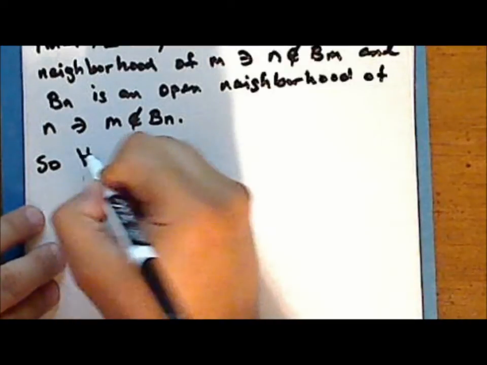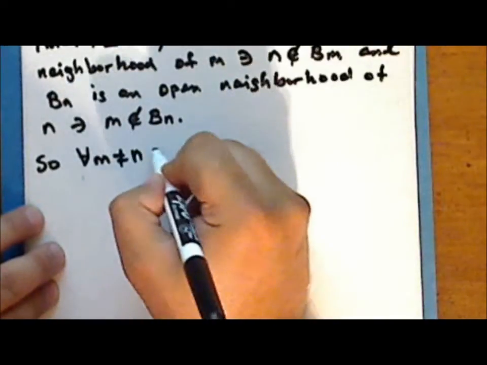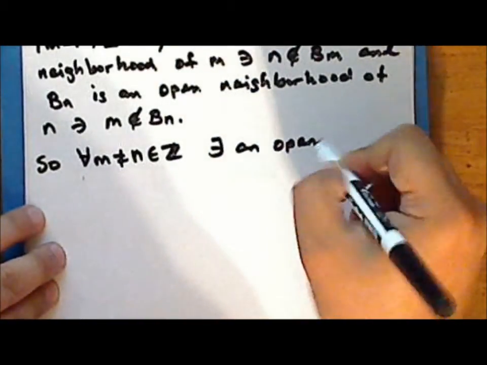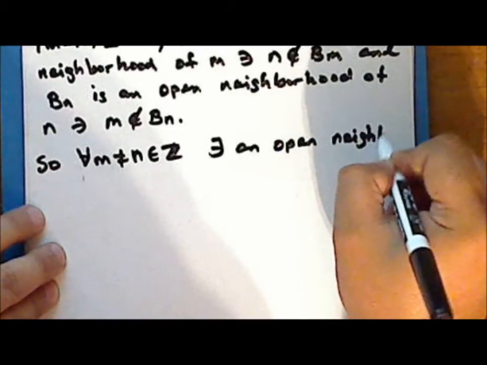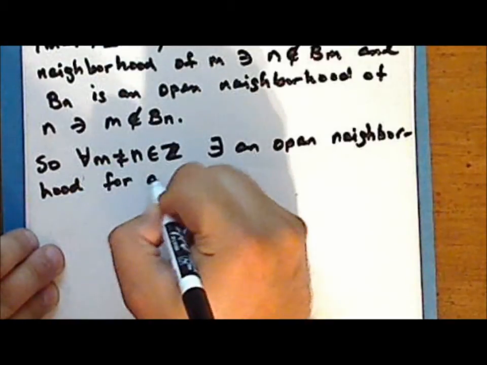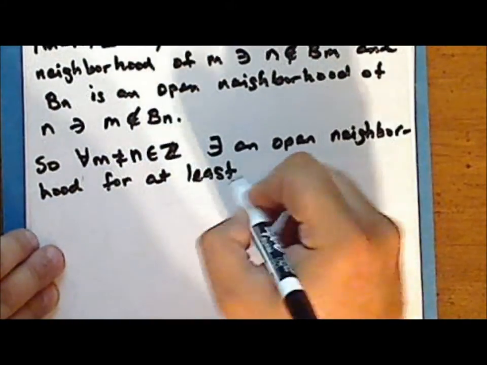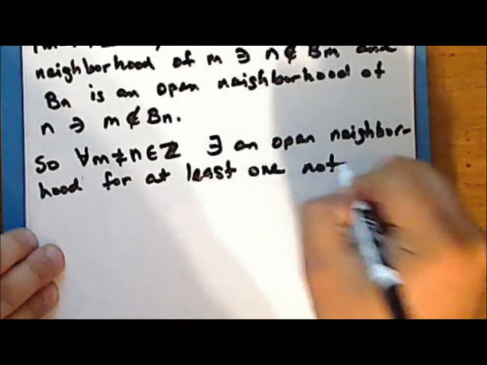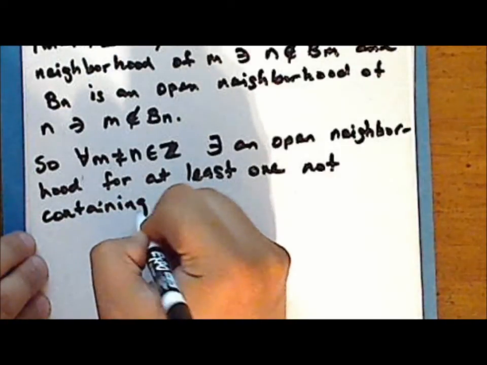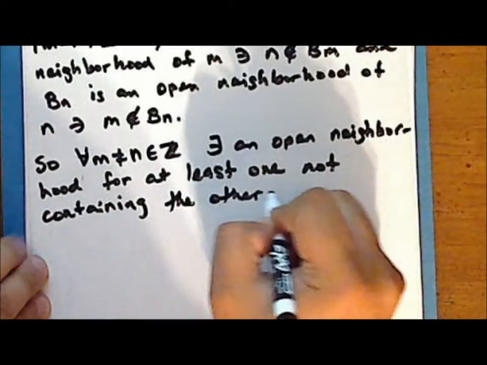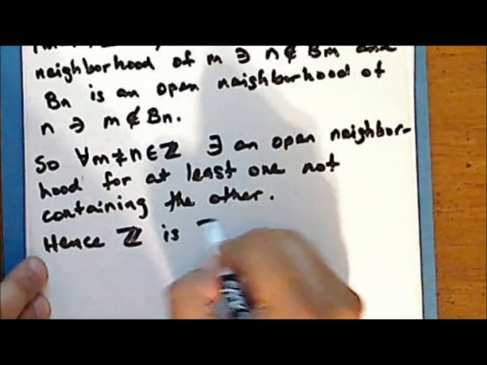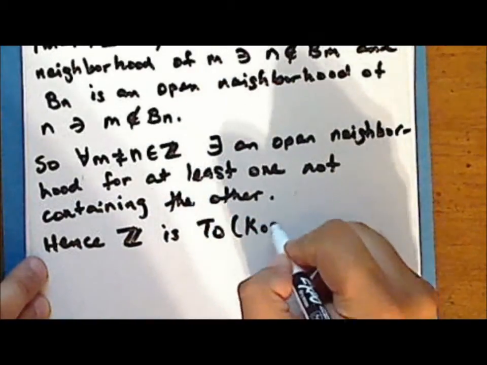And so for every distinct pair of integers m and n, there exists an open neighborhood for at least one not containing the other, and hence the digital line is T0 or Kolmogorov.